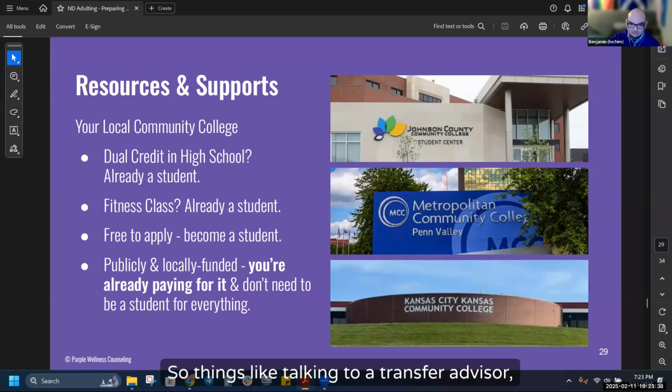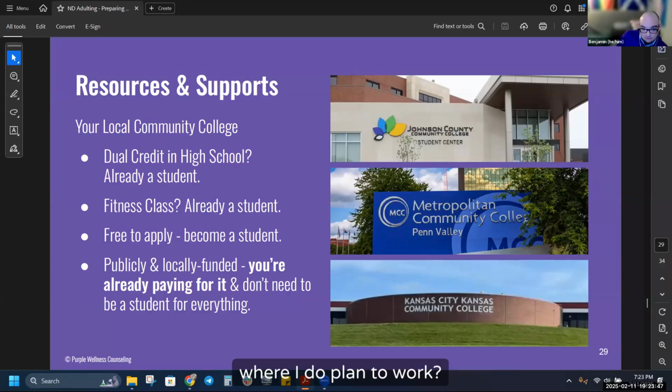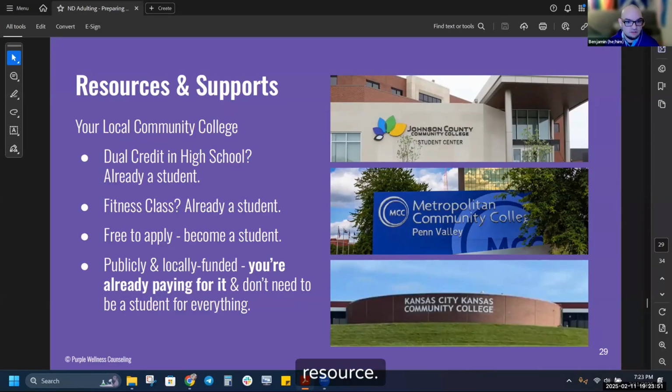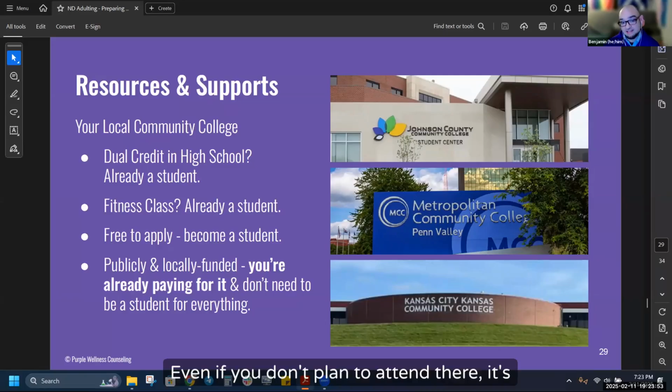So things like talking to a transfer advisor, talking to the Access Services office. Okay, how would I practice or talk about this situation where I do plan to go to school or where I do plan to work? So community colleges can be a tremendous resource, even if you don't plan to attend there as kind of like a traditional college student.